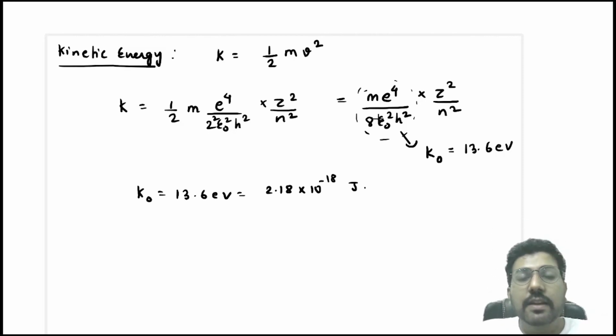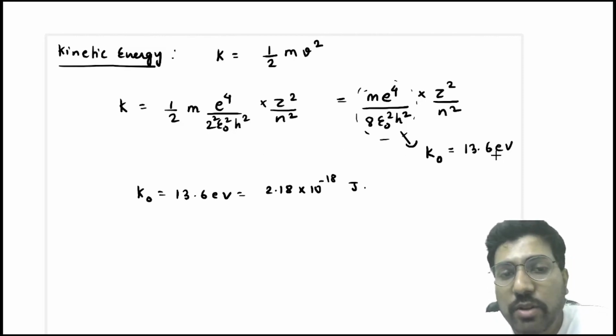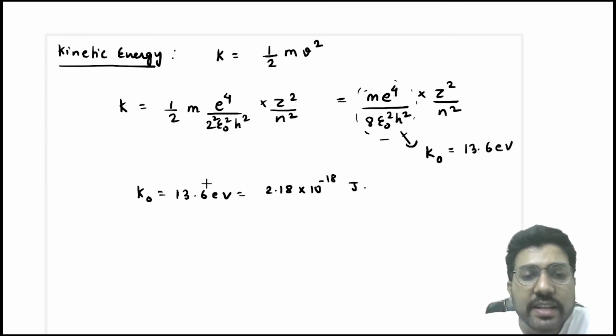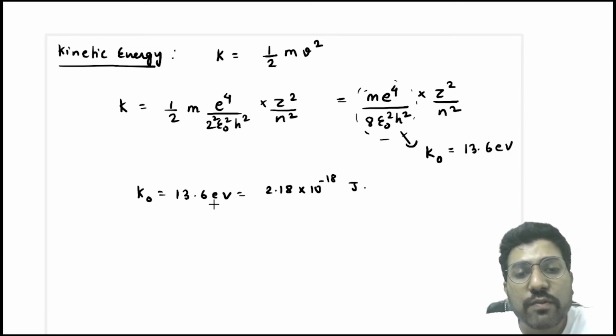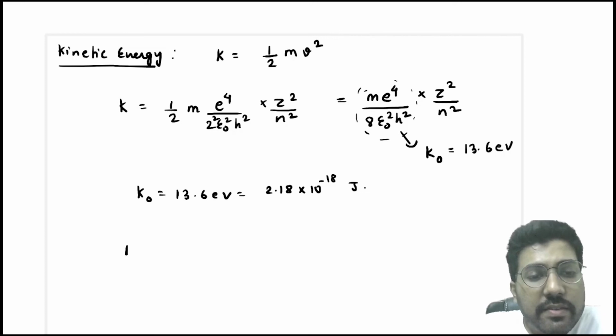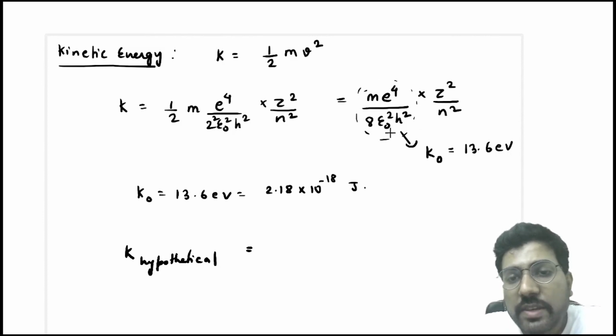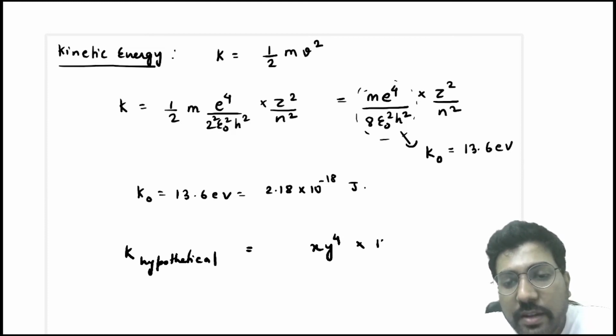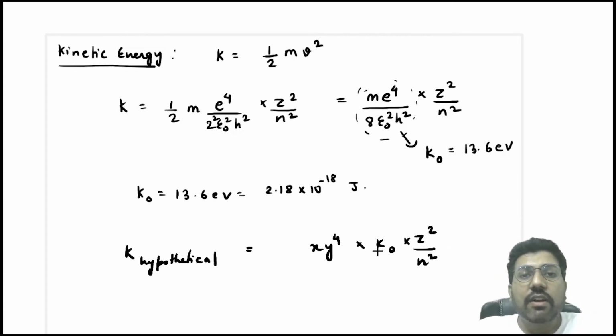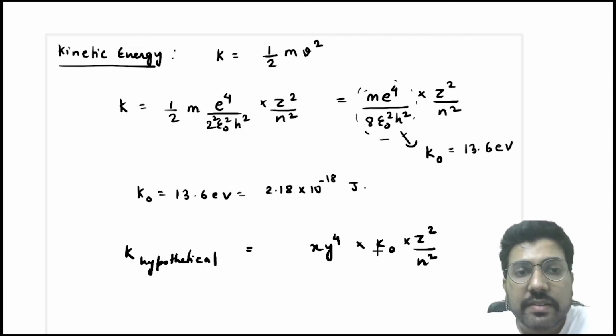Okay, so the value of k naught is 13.6 electron volt, and this can also be written as 2.18 into 10 raised to the power minus 18 joule. What I have done here is I have multiplied this with 1.6 into 10 raised to the power minus 19, because 1 electron volt is 1.6 into 10 raised to the power minus 19. So here the kinetic energy of a hypothetical atom will be equal to 4 k naught into z square by n square. So this is the kinetic energy of a hypothetical atom, right?